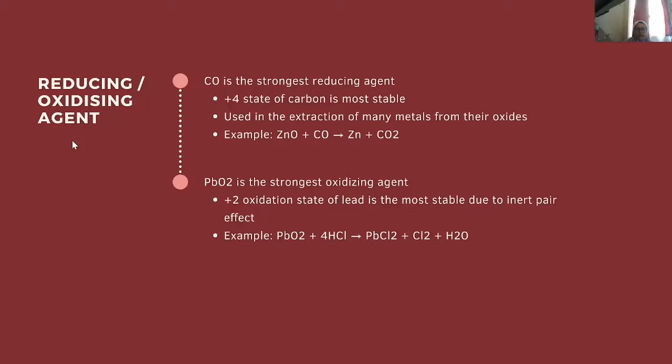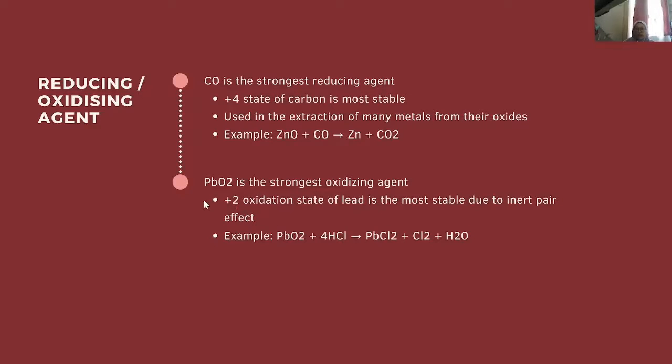Next, properties: reducing and oxidizing agent. Carbon monoxide is the strongest reducing agent among the monoxides, as the positive four state of carbon is the most stable, and it can also be used in the extraction of many metals from their oxides. For example, zinc monoxide reacts with carbon monoxide to produce zinc and carbon dioxide.